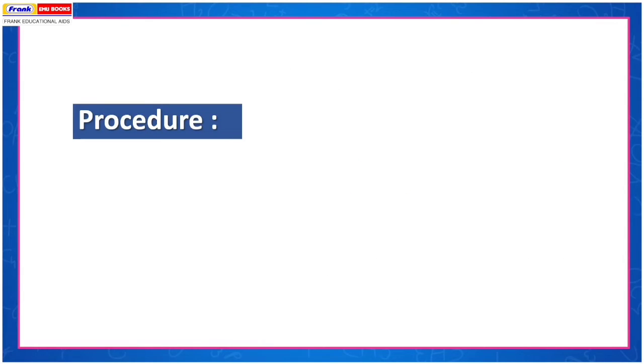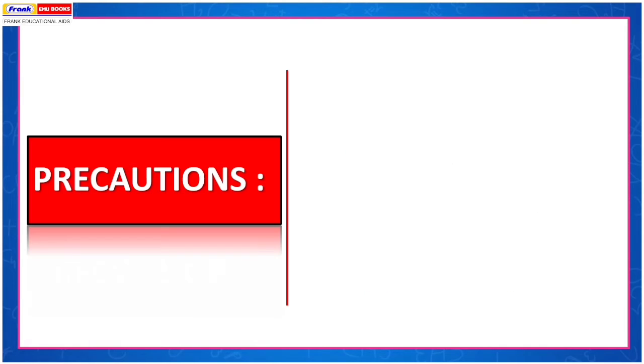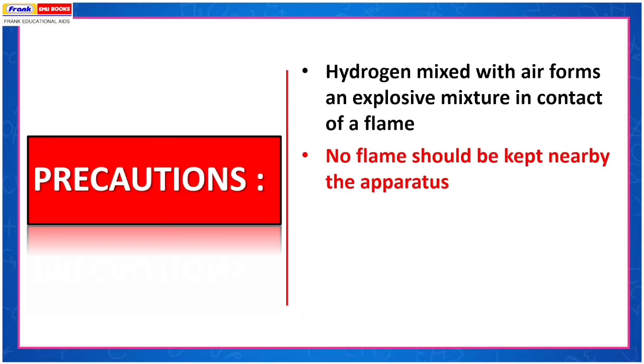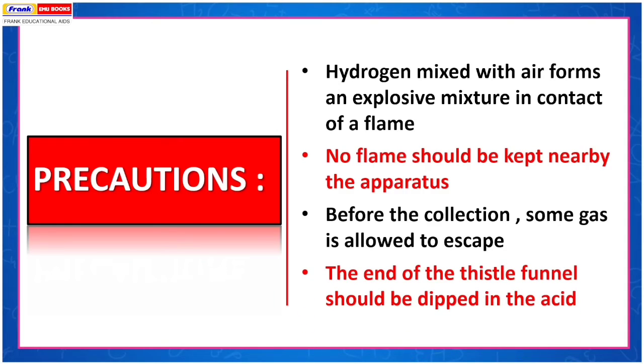Procedure. Gas is collected by downward displacement of water. Precautions. Hydrogen mixed with air forms an explosive mixture in contact with a flame. No flame should be kept near the apparatus. Before the collection, some gas is allowed to escape. The end of the thistle funnel should be dipped in the acid.